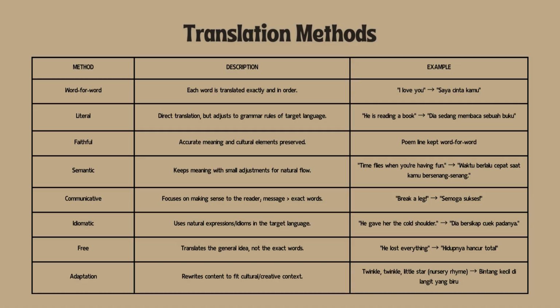Semantic, keeps the meaning but adjusts for smoother flow. For example, "time flies when you're having fun" becomes "waktu berlalu cepat saat kamu bersenang-senang." Communicative focuses more on the message than the words, like "break a leg" translated to "semoga sukses." Idiomatic uses natural expressions in the target language. "He gave her the cold shoulder" becomes "dia bersikap cuek padanya."